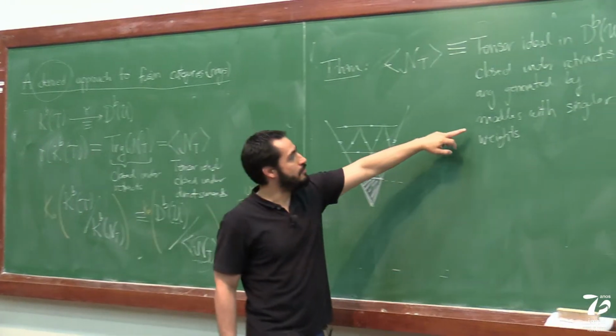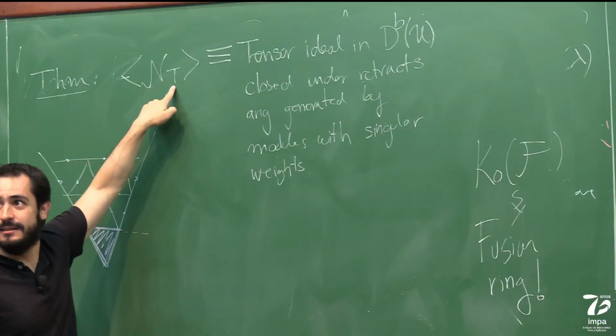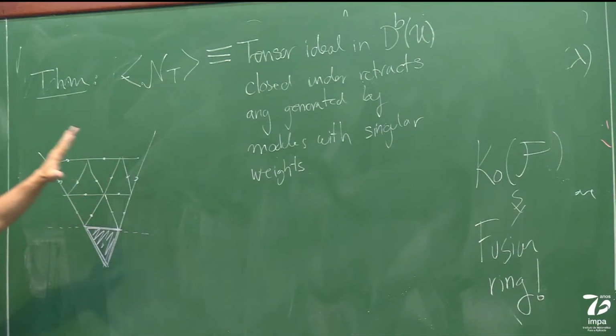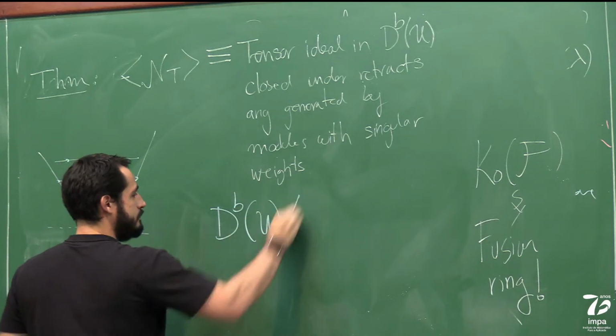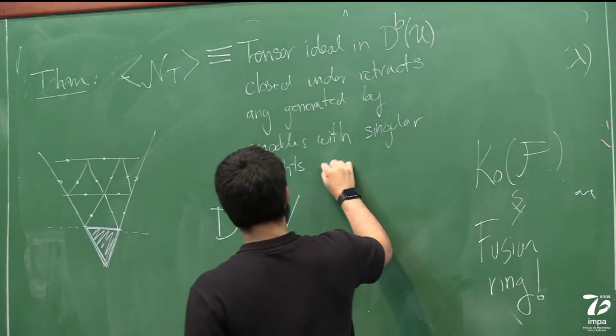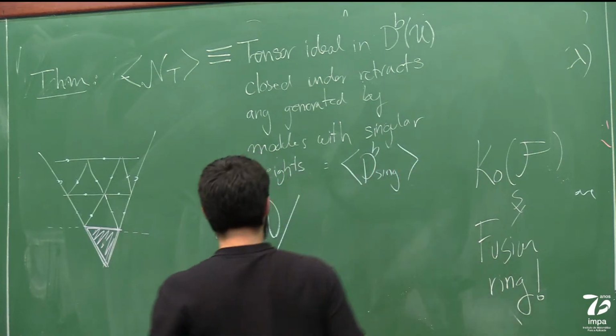With these modules, I don't need negligible nor tilting. I just need to understand the singular modules in my category of representations. So what I'm saying is now this category, let's call this, I don't know, Dv singular, modulo this one.